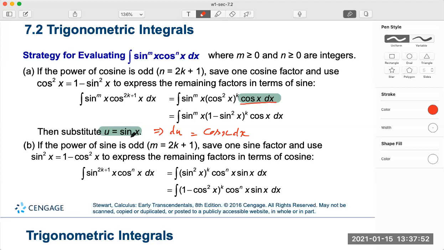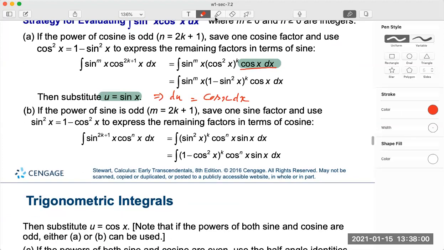How about if the power of sine is an odd number? Then we can do similar things. We can rewrite it so that sine x dx will appear here, and do the same thing, substitution. But in this situation, we define u to be cosine x, right? The reason is that when we take the derivative, du, what is it?